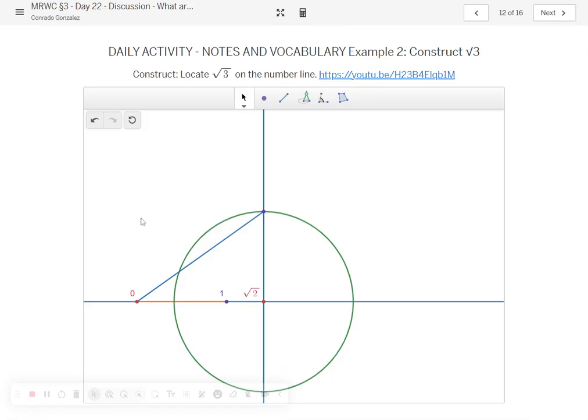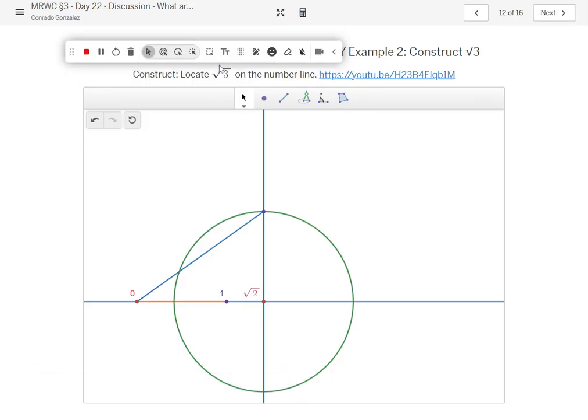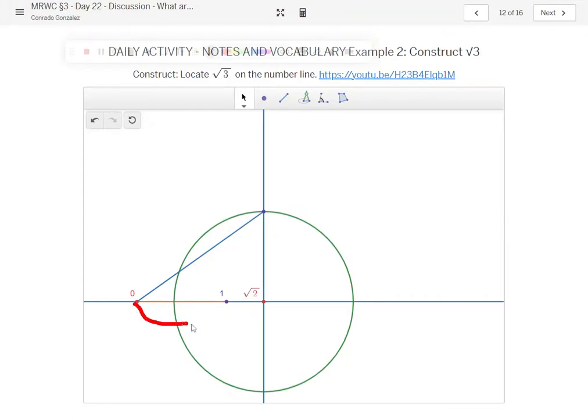Now let's talk about that for a second. Okay, let me get my pencil. And the distance from here to here is radical 2. The distance from here to here is 1.